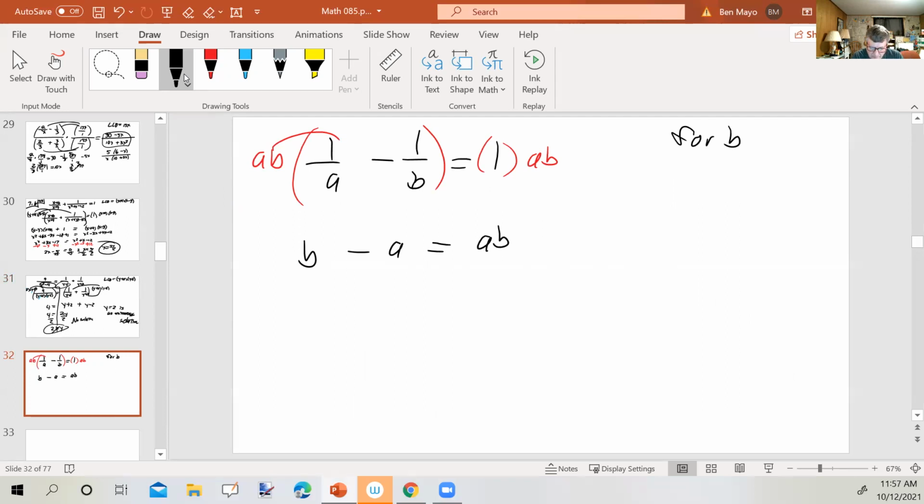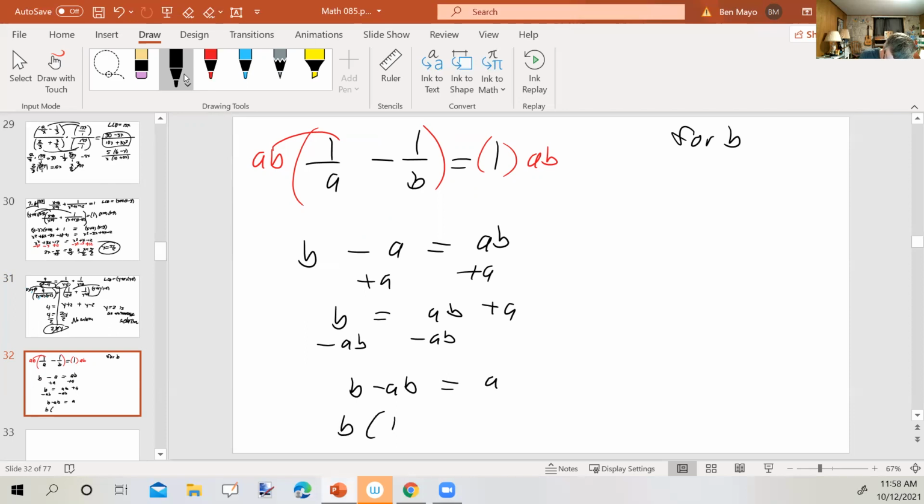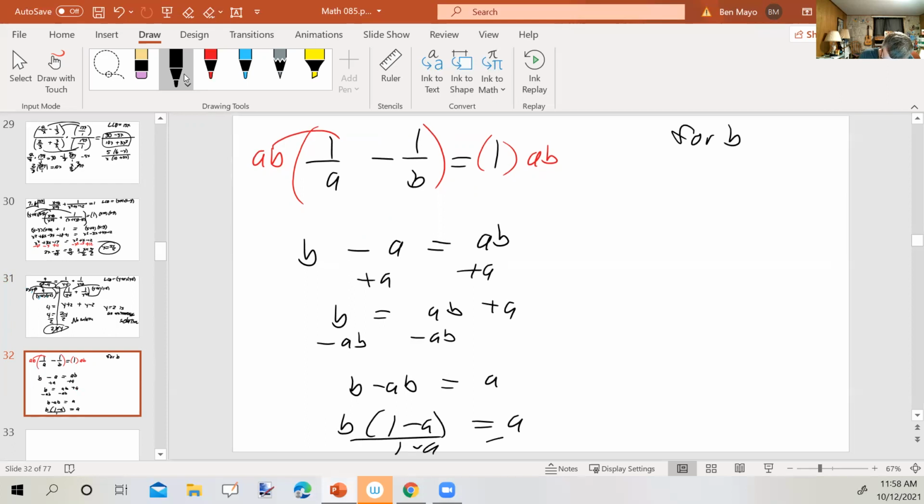Trying to solve for b. So what I'm going to do is add a to both sides. Subtract ab from both sides, so that I have both terms with b on the same side of the equation. And then I'm going to factor out the b, and then divide by what's left over. So b equals a over 1 minus a.